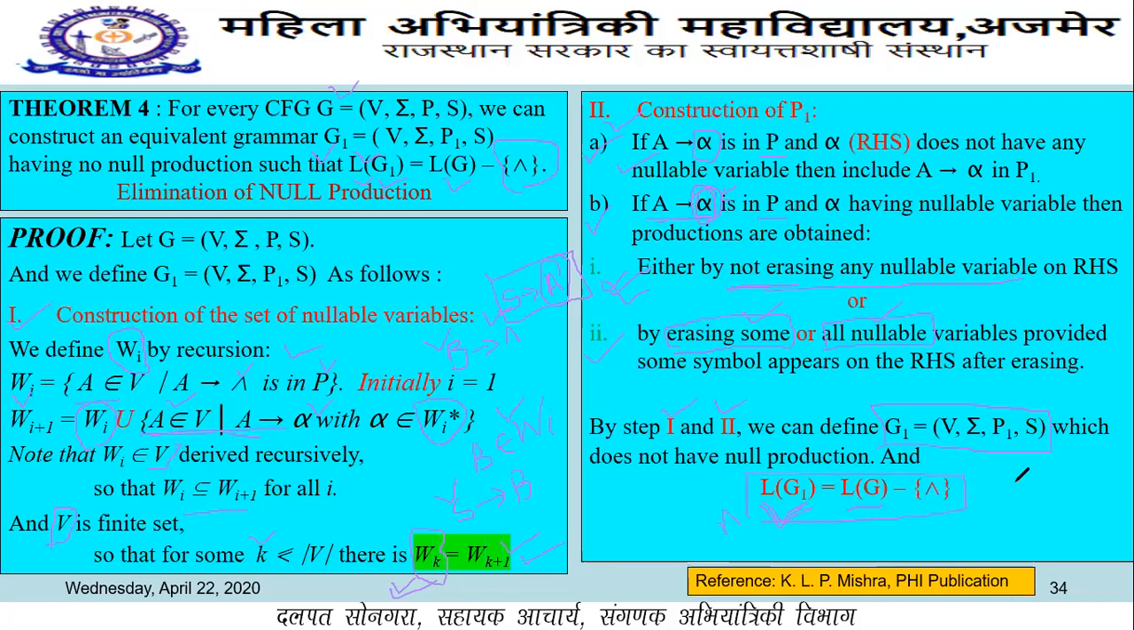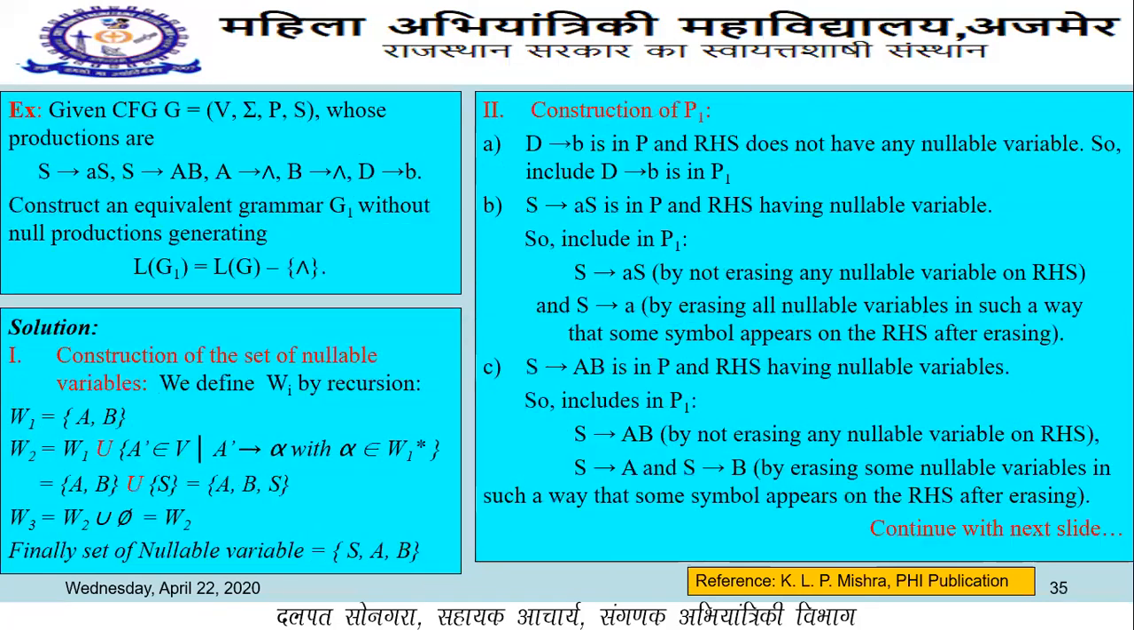Suppose null belongs to L of G, meaning our language of G has the null string. Then by this theorem 4, we construct a simplified grammar G1, a simplified language L of G1, but this L of G1 does not contain null, by this procedure or theorem 4. I think it is clear. If not, then just listen again, and we are taking one particular example for the same.